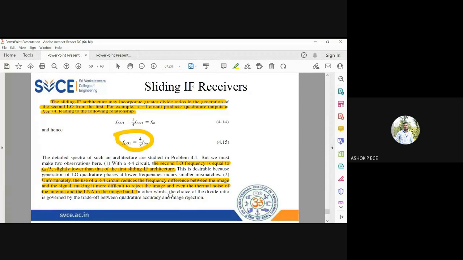So what fraction am I going to use? Whether I'm going to use a divide by 2, or a divide by 4, or I'm going to design my own divide by some integer. That depends on, you have to have a trade-off between accuracy and image rejection, and what application I'm going to use for my receiver. So that will determine how much you are going to divide by, the corresponding number. So that is going to be decided by the user.